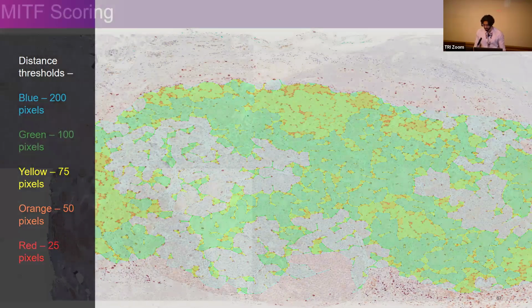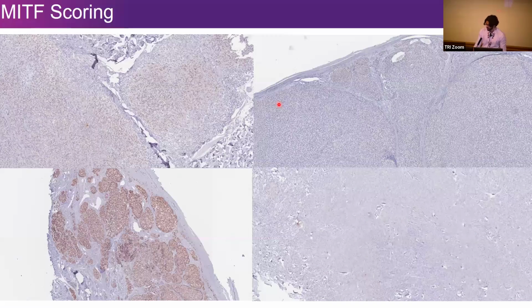But how do we actually score MITF? With the MITF staining, we had a very difficult time looking at these. On the left here, we have 2 images that we denote as MITF high, and on the right, we have 2 images that denote as MITF low. However, there's quite a bit of overlap in the look of the top left and the top right. So we looked specifically at how MITF works in terms of proliferation and causing homogeneity.